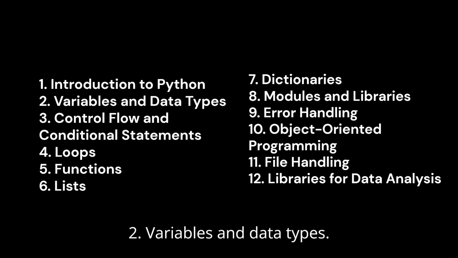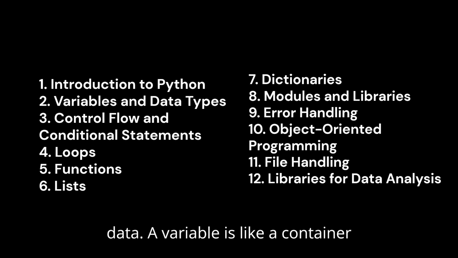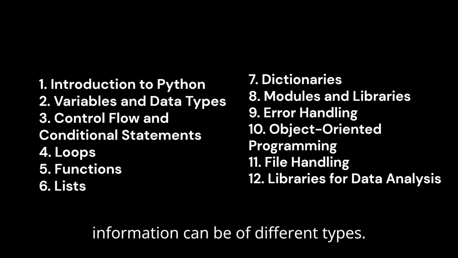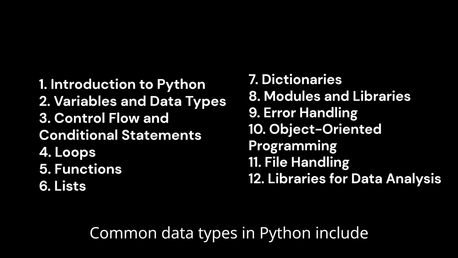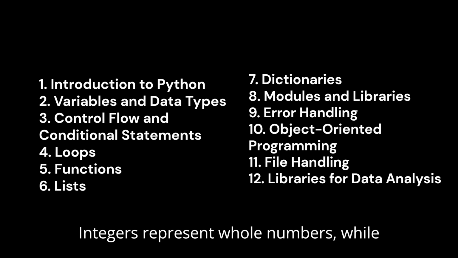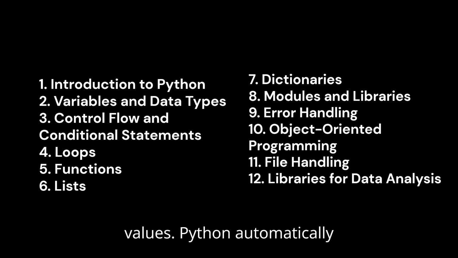2. Variables and data types. In Python, variables are used to store data. A variable is like a container that holds information, and this information can be of different types. Common data types in Python include integers, floats, strings, and booleans. Integers represent whole numbers, while floats represent decimal numbers. Strings are used to store text, and booleans are used for true or false values.